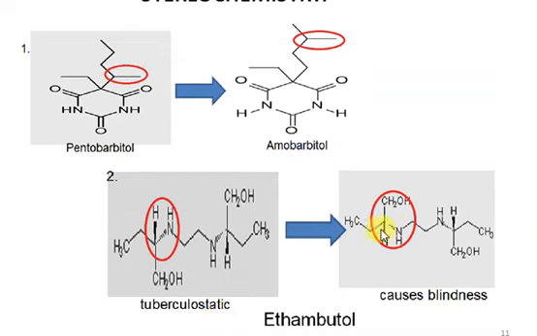But this other isomer, in which this alcoholic group is above the plane, is responsible for causing blindness, right? So both of these are isomers of ethambutol. This isomer of ethambutol is tuberculostatic, but if we convert it into the other stereoisomer of it, this isomer of ethambutol causes blindness. So change in stereochemistry, that's important.